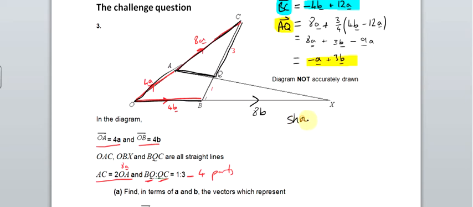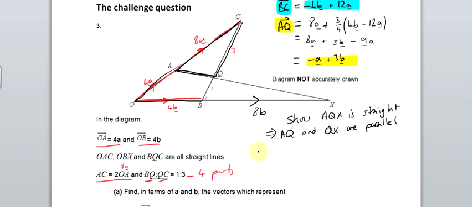Show AQX straight. So if it's straight, what that means is AQ and QX are parallel. So this implies AQ and QX are parallel. And we know what AQ is, it's up here, AQ is that. So we just need to work out what QX is.